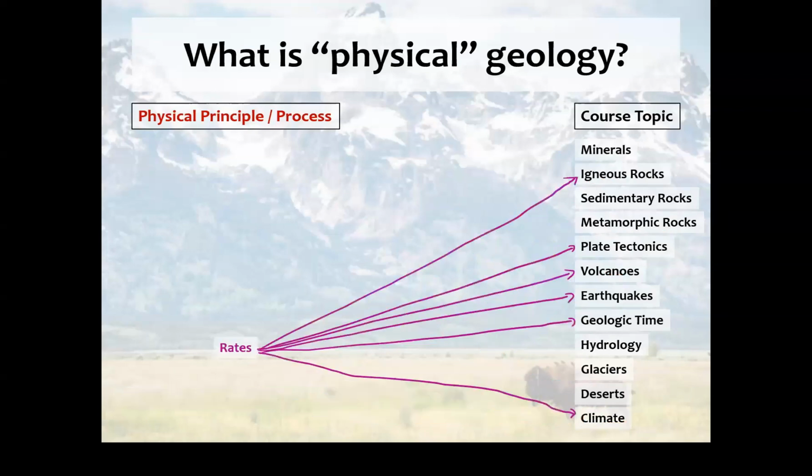So just note that. The concept of rates is really important. It's not so much a physical process as it is this mathematical description of how everything works. Some things happen fast and some things happen slow. And that's going to be really important to our understanding of igneous rocks, plate tectonics and the rate at which plates move, volcanoes, earthquakes, geologic time, certainly understanding how fast and how slow some processes are, and climate and how climate gets affected by natural processes and human processes.